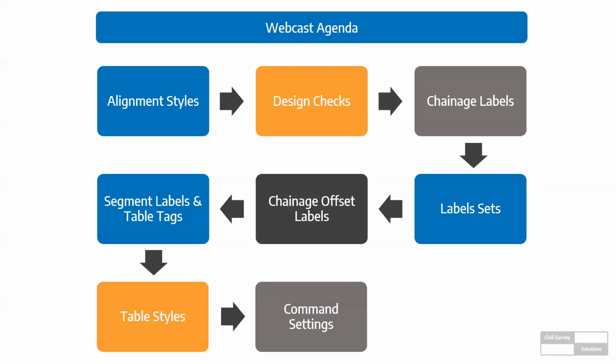Then we're going to move into what are called segment labels and table tags. I'll explain a lot of this when I get to them. Table tags lead us into tables, so we'll look at setting up a table style and modifying one the way we like it. In the end, we're going to review a few of the command settings, showing you some of the things you might be able to configure to make life a little easier for yourself moving forward. Throughout the whole webcast, I'm going to throw in a few tips and tricks here and there of things I have learned over the years that you might find useful.